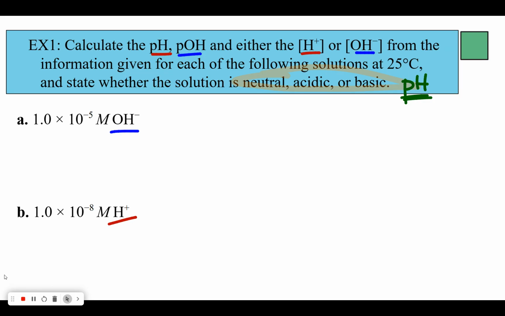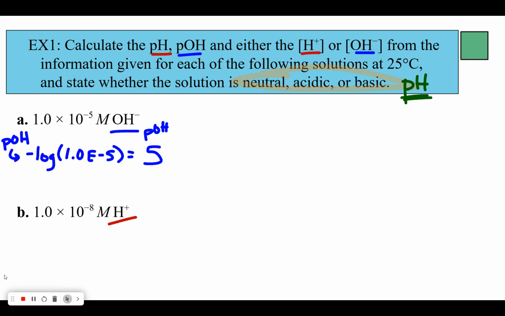But here, if I am given an OH concentration in this part A, anytime I'm given a concentration, my instinct is to take the negative log of that value. So if I'm taking the negative log of an OH concentration, that means I am calculating and finding my pOH here. So I can type in my negative log of 1.0 times 10 to the negative 5, and your calculator will tell you that the answer to that, our pOH, is 5.